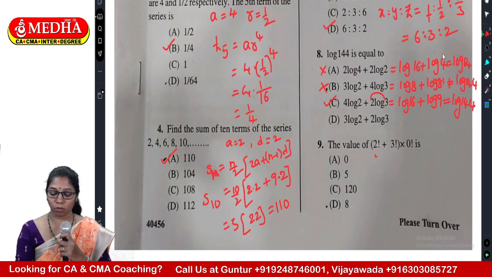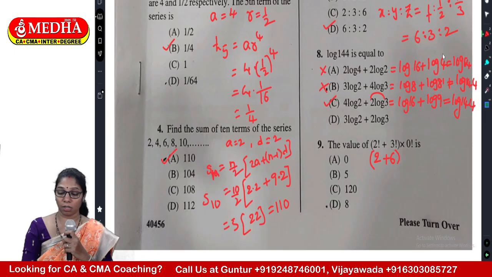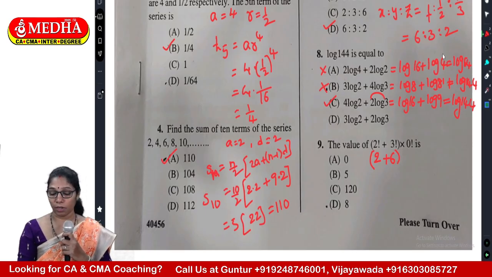Next one, 2 factorial value is 2 and 3 factorial value is 3 and the product of the first 3 natural numbers, that is 3 into 2 into 1, is 6, into 0 factorial which is 1, giving 8 into 1 is 8. Option D.